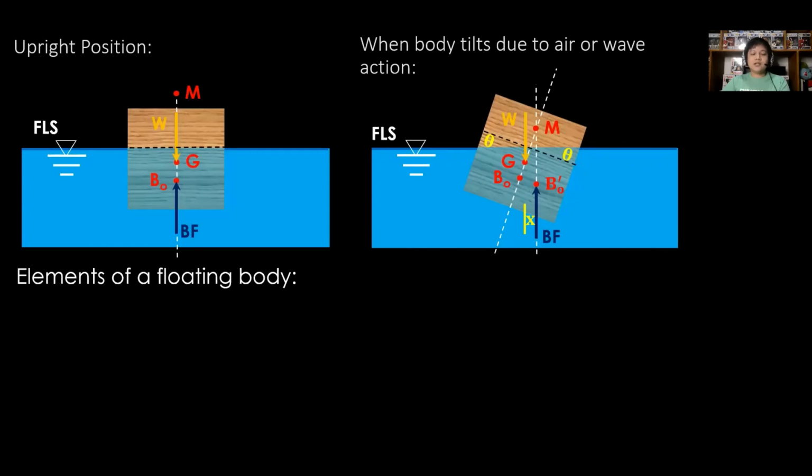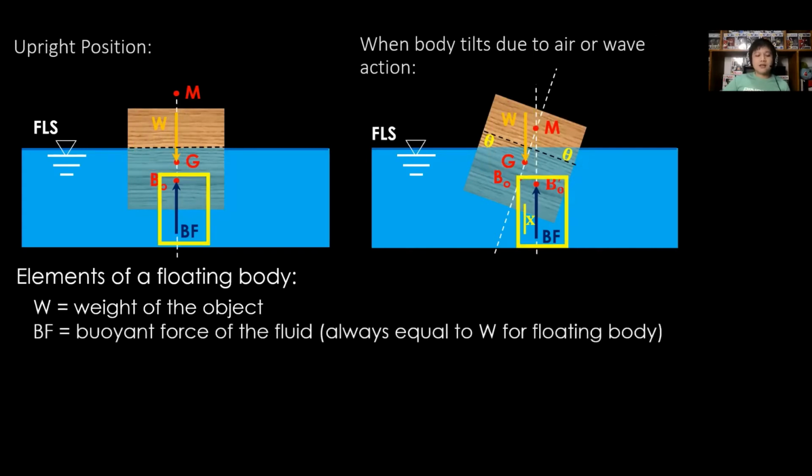So let us now consider the elements of a floating body. First is the weight of the floating body, W, with downward direction and always acting at the center of mass or gravity of the object. Next is the buoyant force or BF, always upward and equal to the weight of the floating body. It is acting at the center of buoyancy of the displaced or submerged volume.